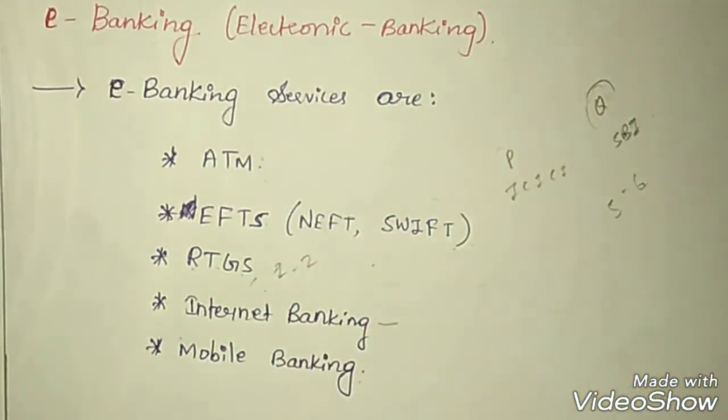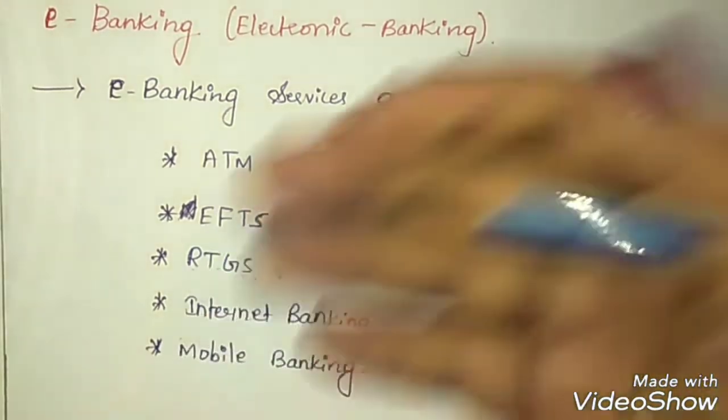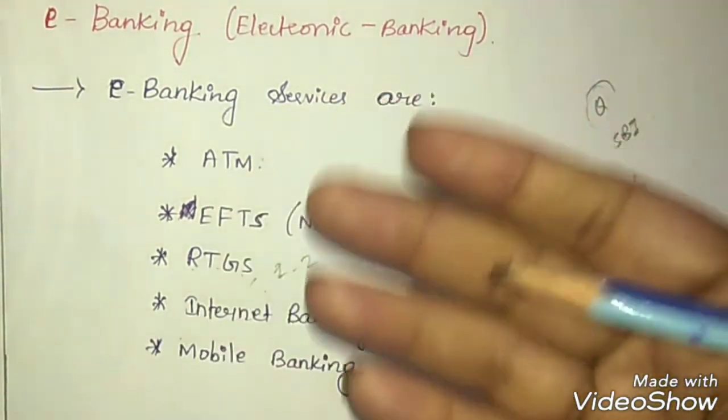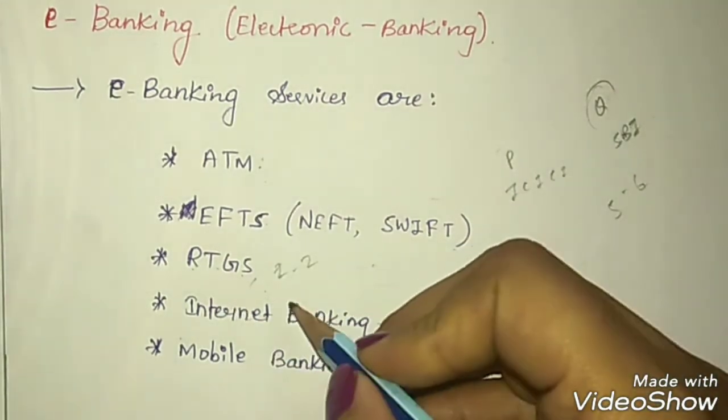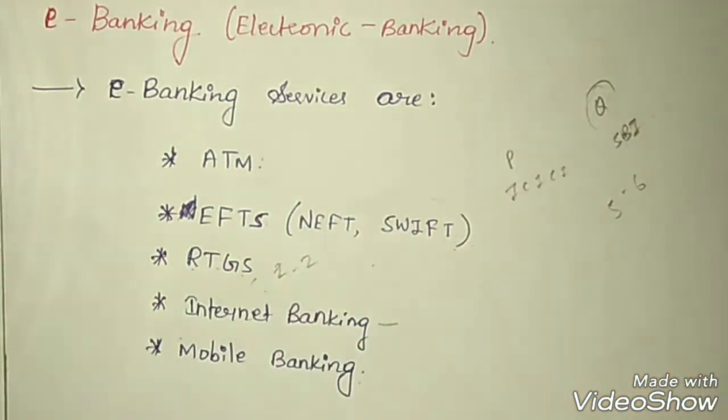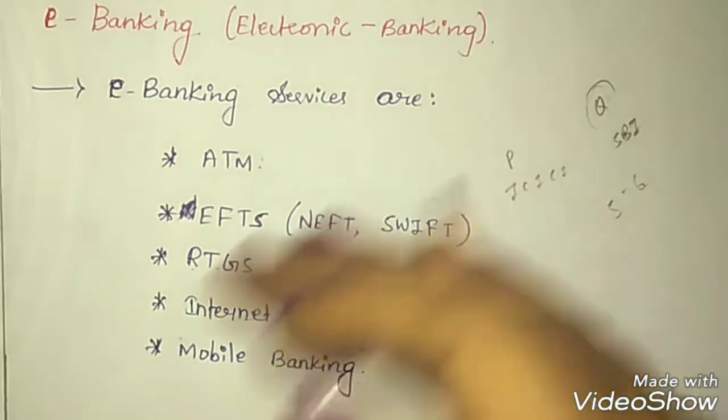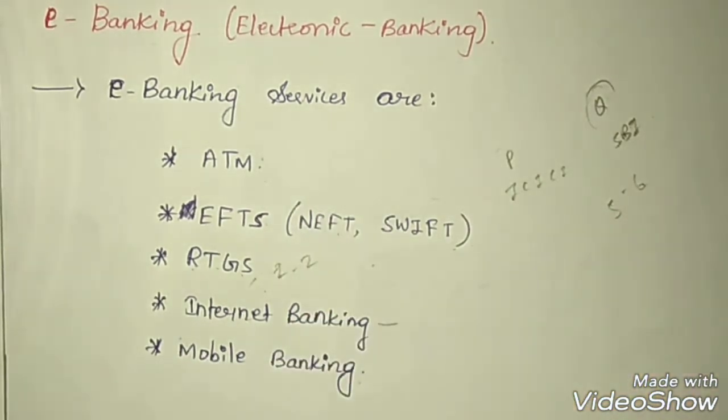And there is another difference. There is no minimum limit for NEFT. We can send even rupees 100 through NEFT. But in RTGS, a minimum of 2 lakh rupees should be sent. Okay. So this is also a difference between NEFT and RTGS.